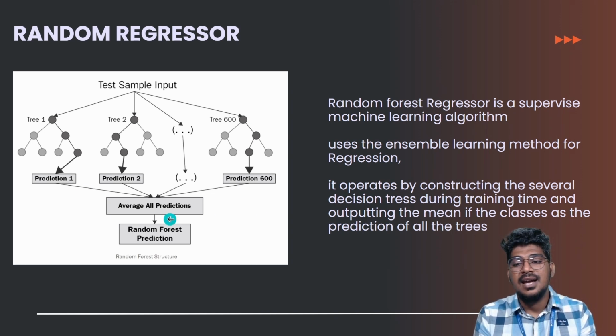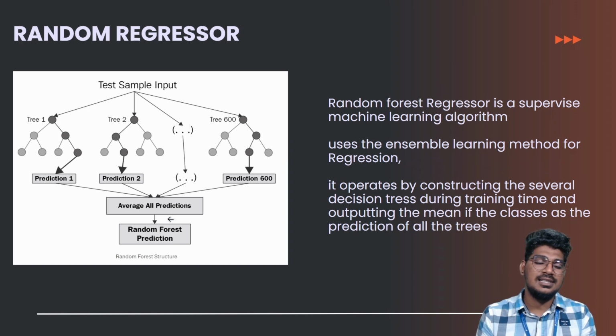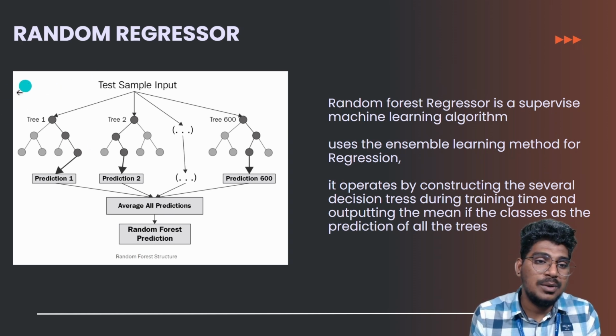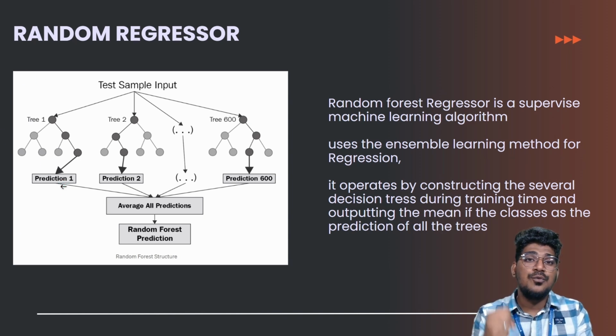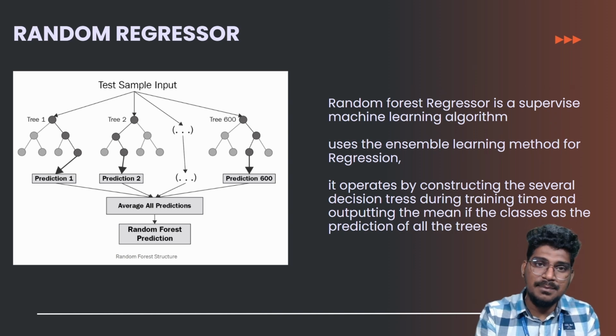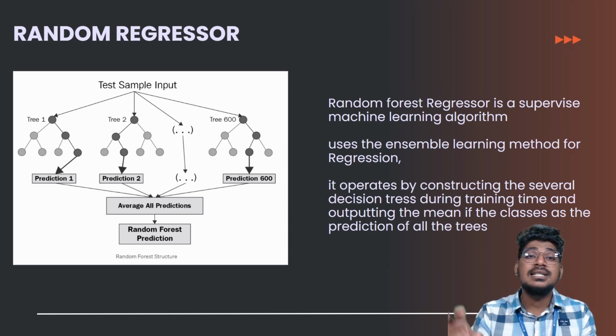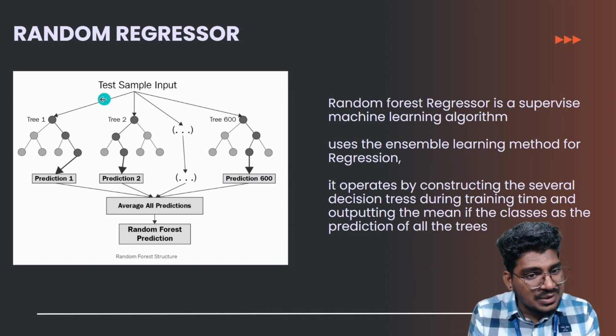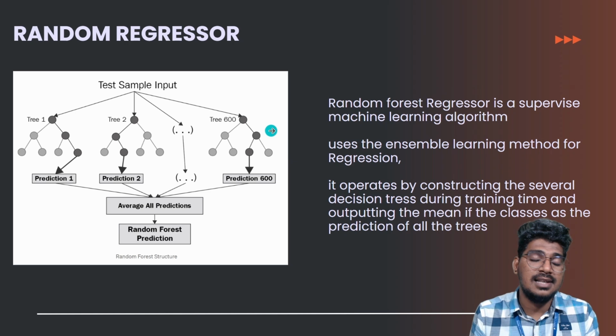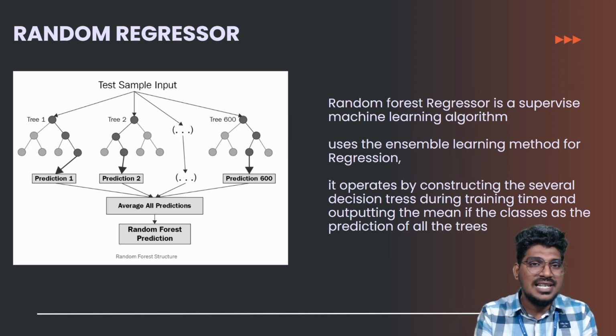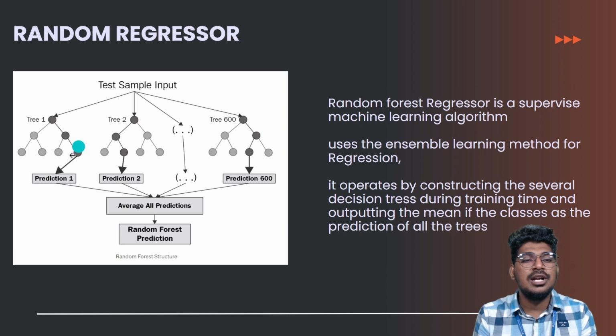The output is the mode of the classes or the prediction of all the trees. Once you are collecting one particular data set, we select sample data from that data set randomly, and we apply multiple decision trees. You can see decision tree 1, decision tree 2, and so on till 600. Each decision tree gives one particular value based on the algorithm, because the random forest consists of multiple decision trees.